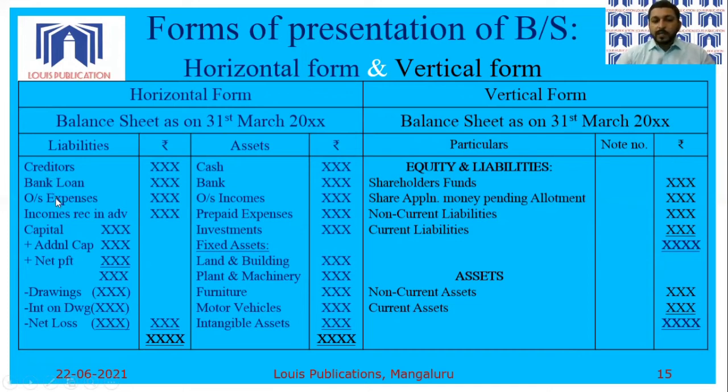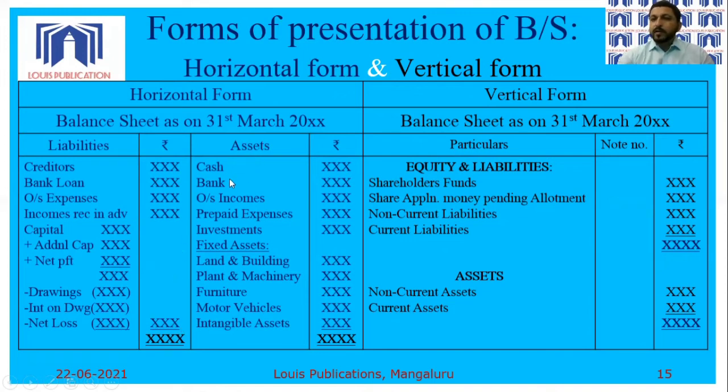As for liabilities, first outsiders' liabilities are recorded, then capital is written. So this is the opening capital. If there is any additional capital brought in, it will be added. Then if there is net profit, as we just saw in profit and loss account, that will also be added. Drawings, interest on drawings and net loss will be deducted. And this capital is called closing capital.